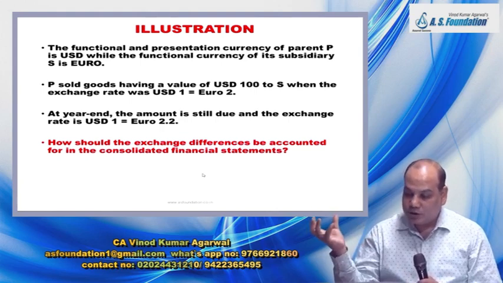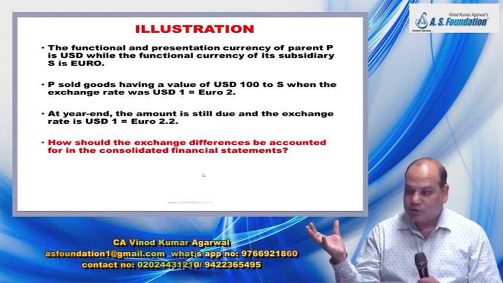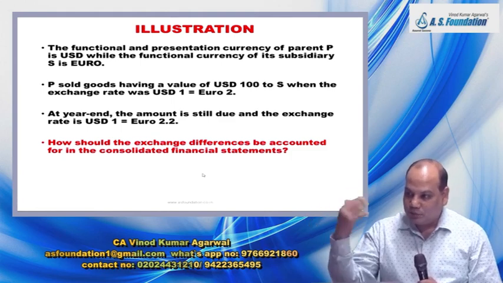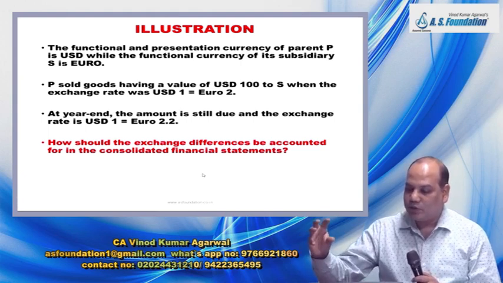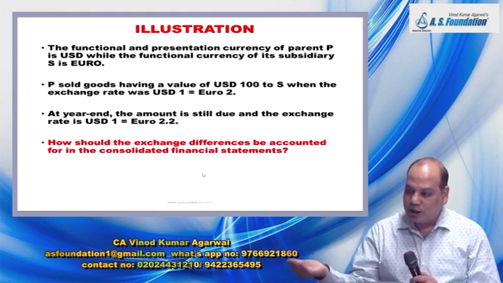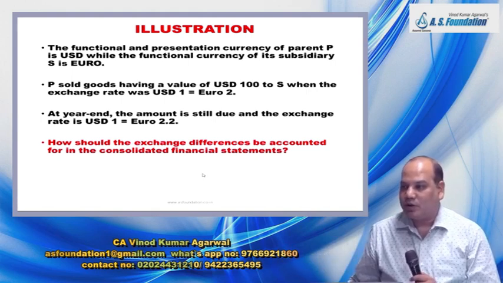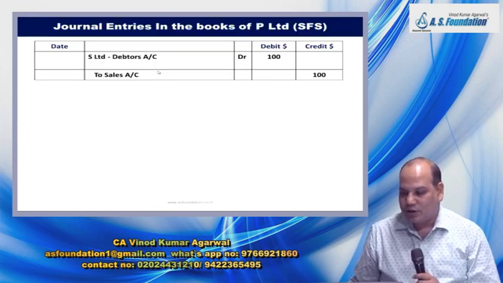But the subsidiary, whose functional currency is euro, will need to convert. They will first convert USD into euro. At the end of the year also they will convert the payable at closing rate. Parent company need not do anything except record the sale entry.